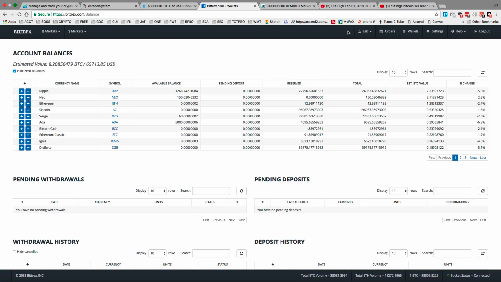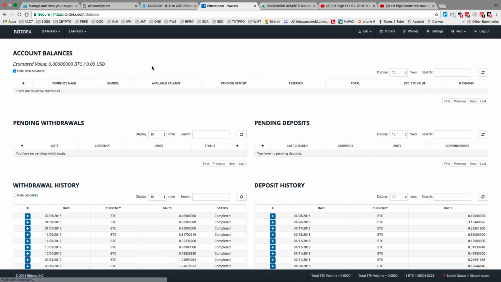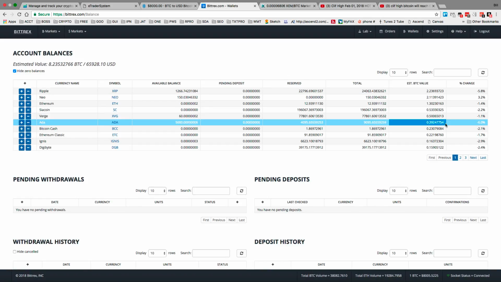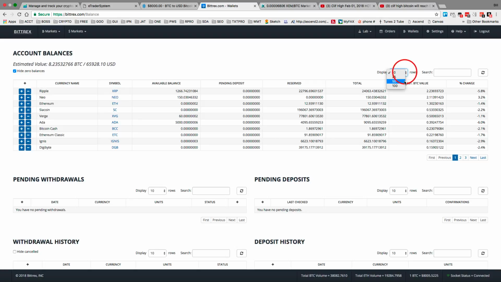And what I wanted to do was take a look at my coins and see if there was anything I wanted to keep. So what I do in the Bittrex account is come up here to the wallets, make sure I see all of them listed just like this. And then I'm going to go ahead and expand the number of rows that I can see.